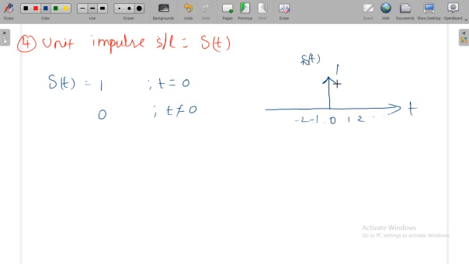Only one impulse you are having. That means suddenly it comes and it disappears. Okay, see, nothing is there, suddenly something comes, then disappears. So that is the example for impulse.